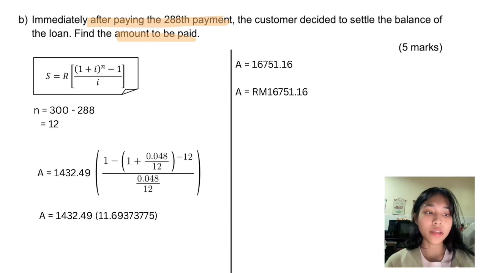So what we are going to do right now is to find the new N. As we all know, the N right now is 300, but in the keywords that have been given, it is after paying the 288th payment. So what we are going to do is 300 minus 288, so we will get 12. That is our current N. We are going to substitute the number into the formula. The answer is 16,751 ringgit and 16 cents.